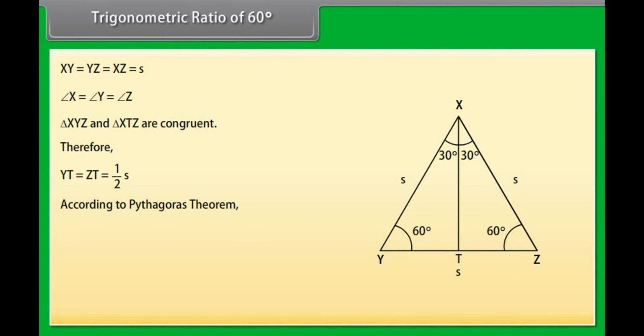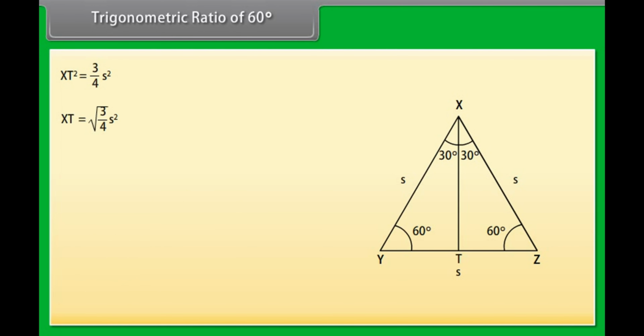According to Pythagoras theorem, XT square plus YT square is equal to XY square. By substituting the values we get XT square plus 1 upon 2S whole square is equal to S square. By calculating it, we get XT is equal to square root 3 upon 4S square, which is square root 3 upon 2S. Sin 60 degree is equal to XT upon XY, which equals square root 3 upon 2S upon S equals square root 3 upon 2.